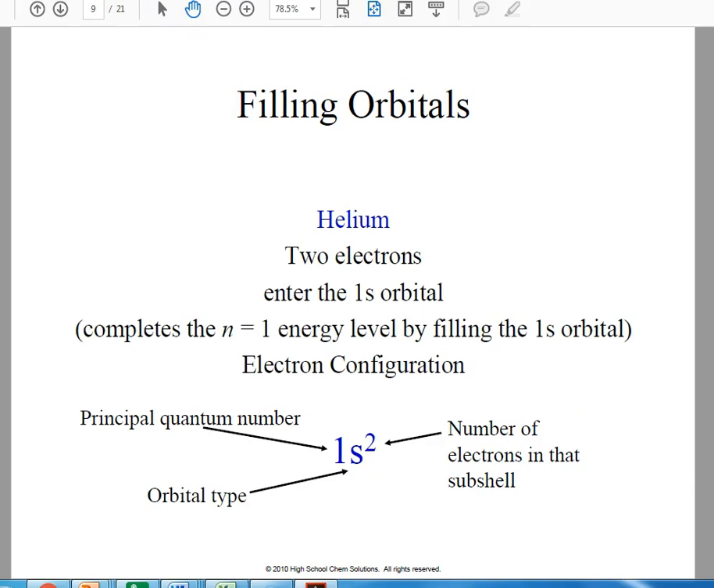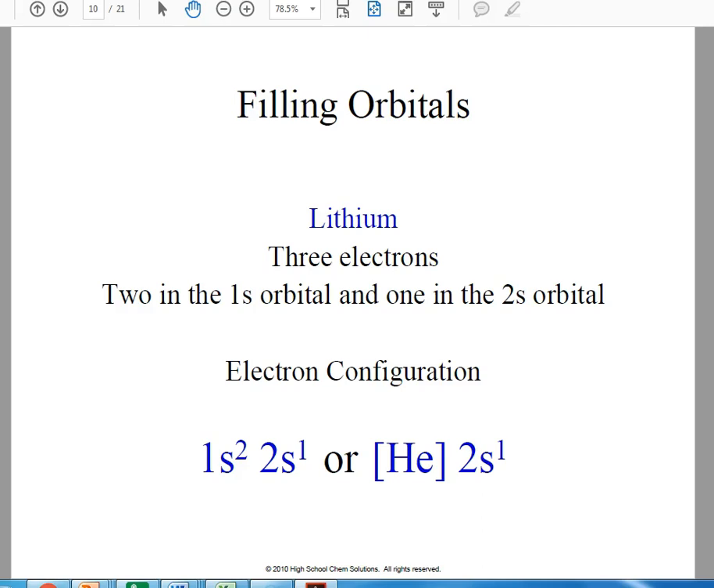For helium with 2 electrons, those 2 are both going into the 1s orbital. So it's 1s, but instead of 1, like hydrogen, it's squared, because there are 2 electrons in that sublevel. Okay, and again, this is called the electron configuration for helium.